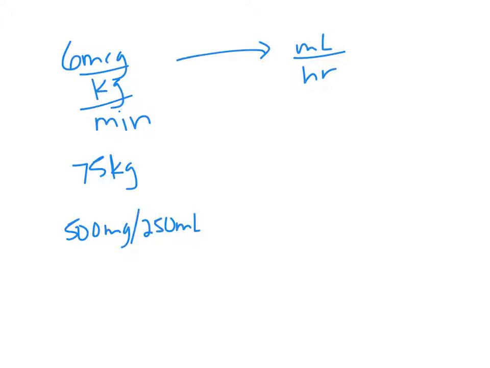So my first step is going to be to multiply by 75 to eliminate this portion of it. And so in doing that, 6 times 75 gives me 450. So that means my patient needs 450 micrograms per minute.